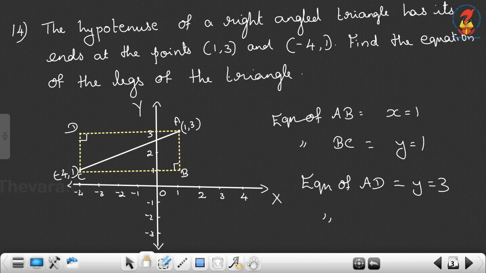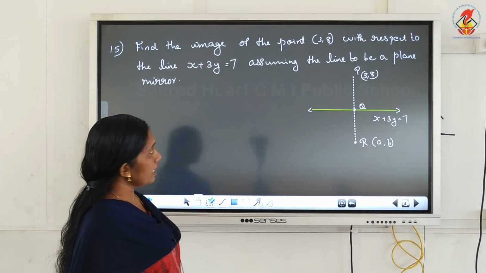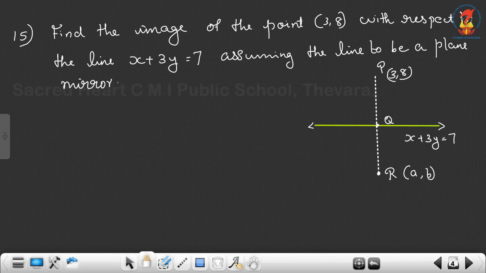And the equation of CD or DC, that is parallel to y axis, x is equal to constant. So, x is through which point? X is through minus 4. X is equal to minus 4.